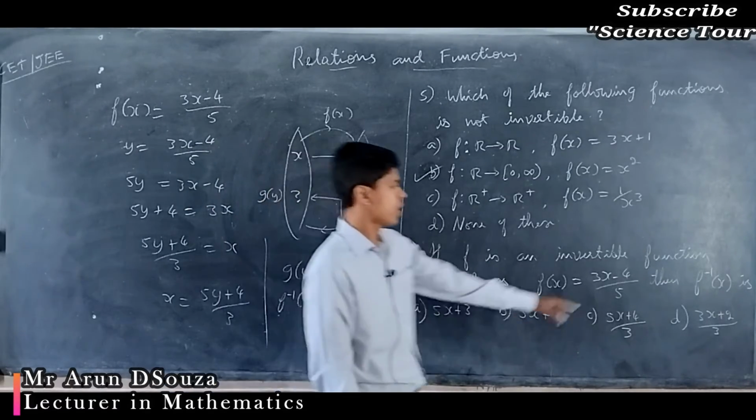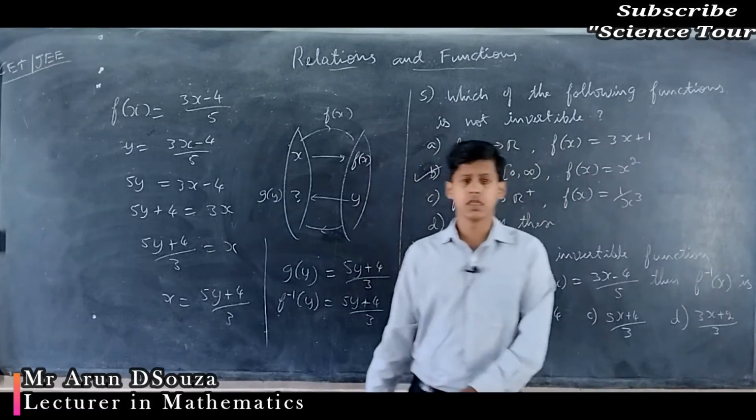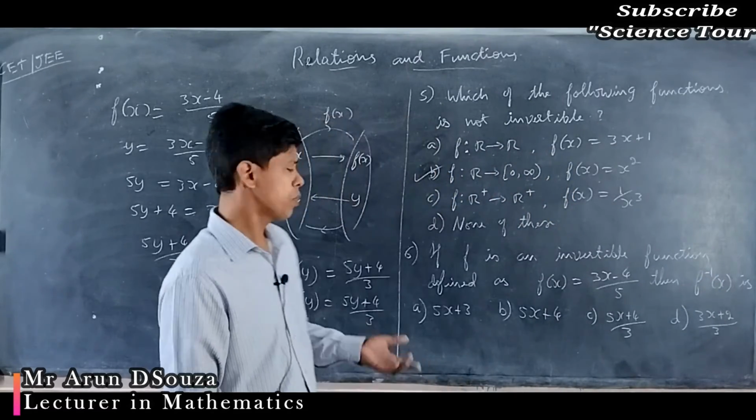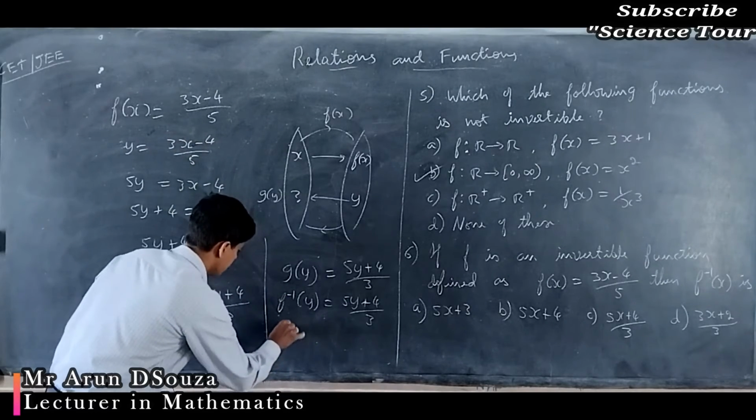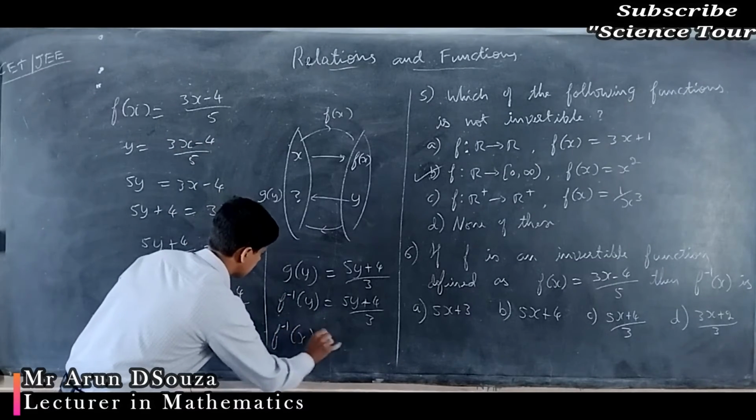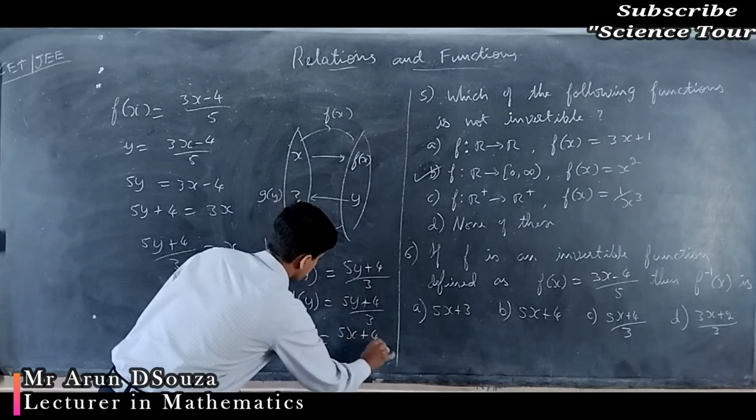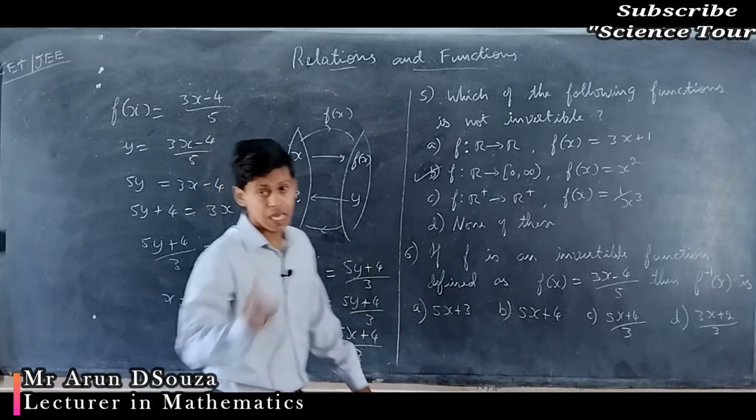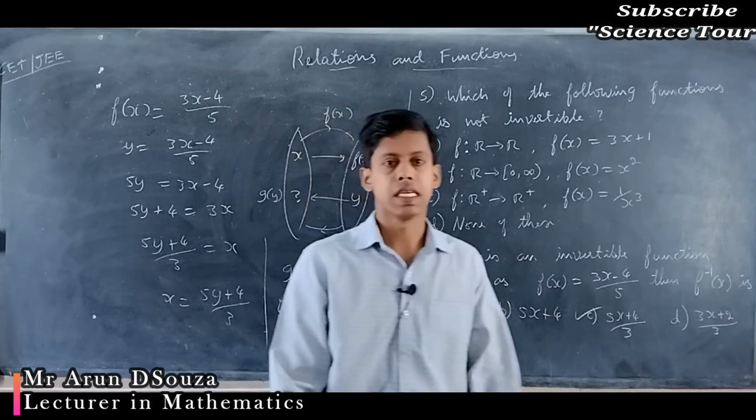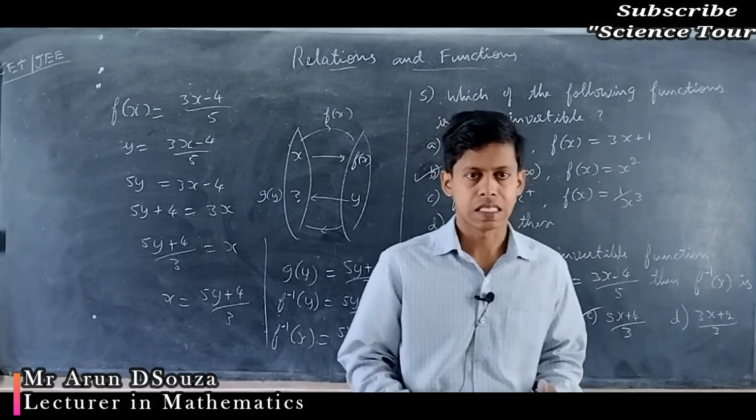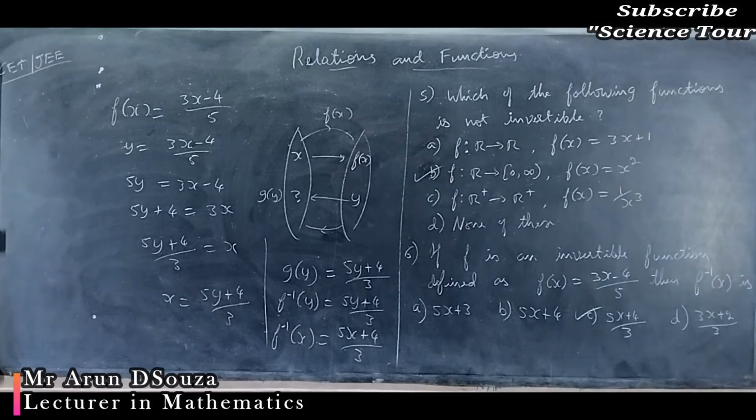Now we need to find f inverse of x. So you just have to replace y by x, that's it. So what is f inverse of x? That is 5x plus 4 divided by 3, and that's in the option C. So option C is the right answer. Let's move to the next question.